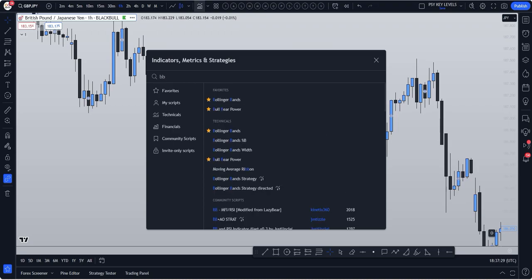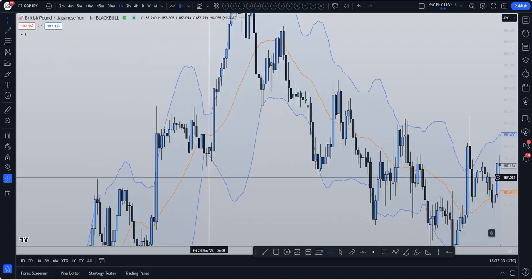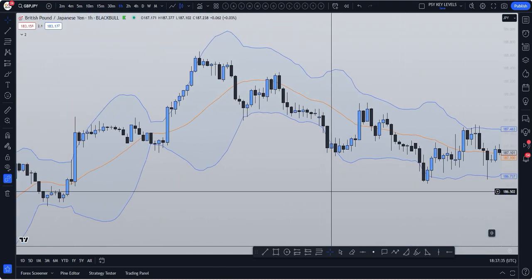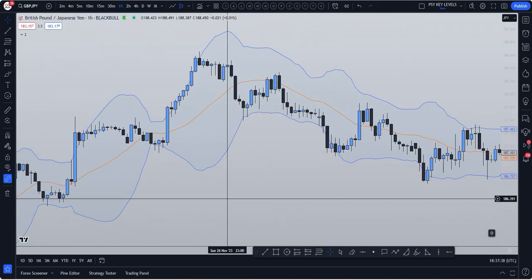I do have them as favorites from the past, but I've still not removed them. But okay, let's go off this. Okay, the Bollinger Band indicator, this is why I don't use it.